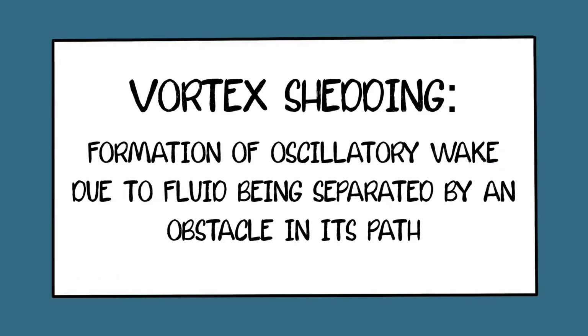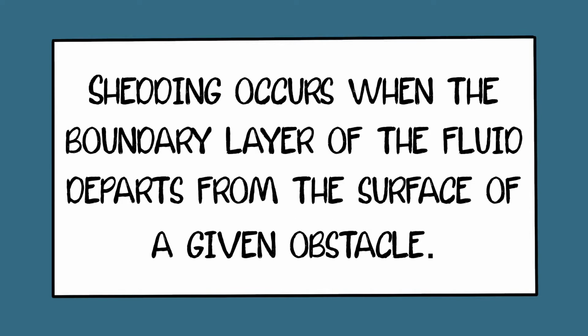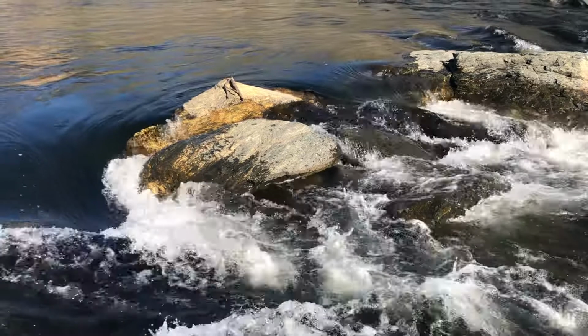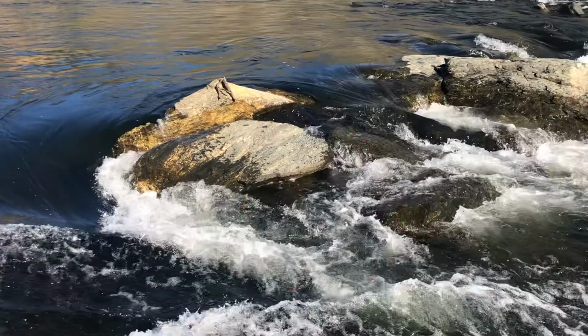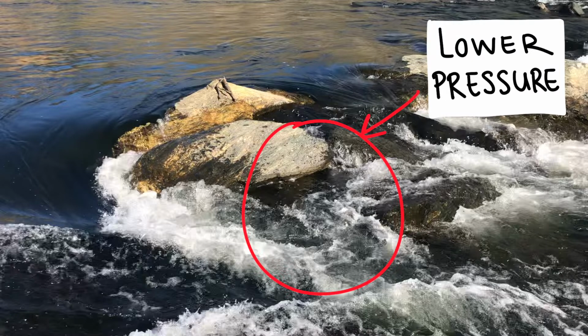Vortex shedding is the formation of an oscillatory wake resulting from a fluid being separated by an obstacle in its path. Shedding occurs when the boundary layer of the fluid departs from the surface of a given obstacle. Why does this happen? The region directly downstream of the obstacle has a lower pressure than the surrounding fluid, generating a vacuum for recently shed vortices to fill.